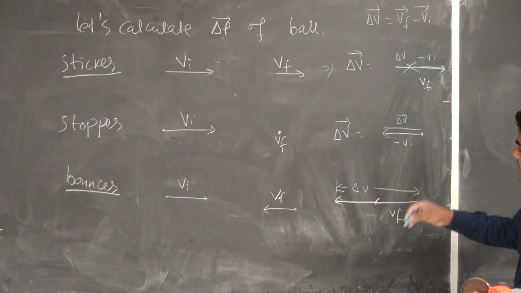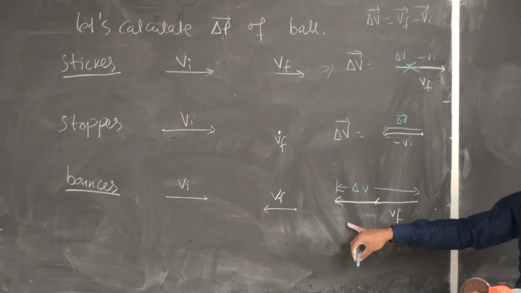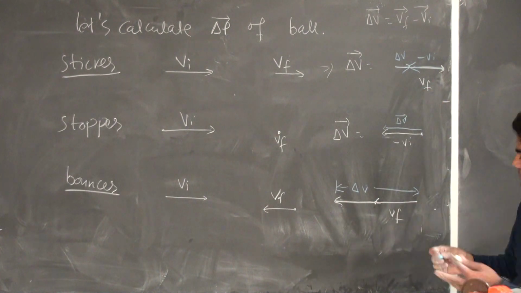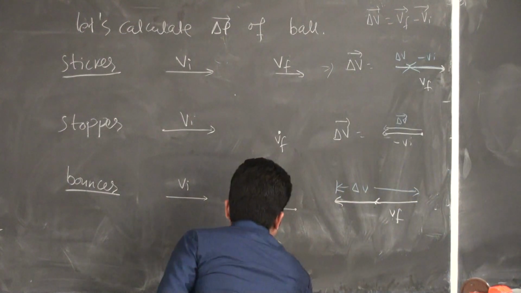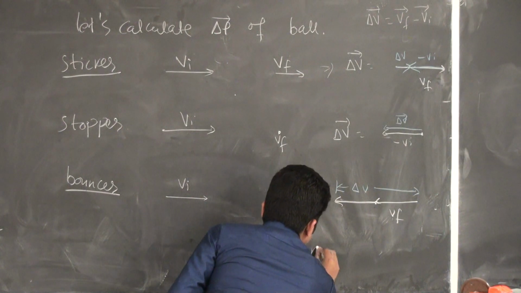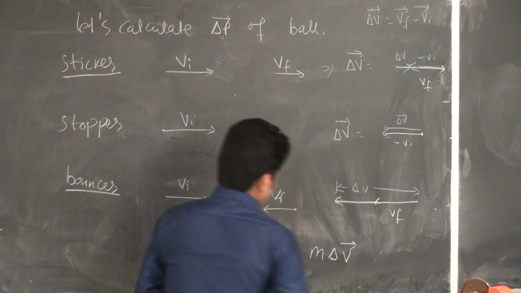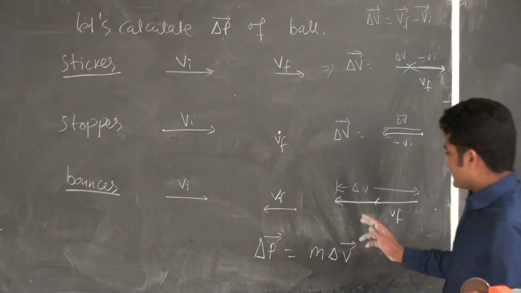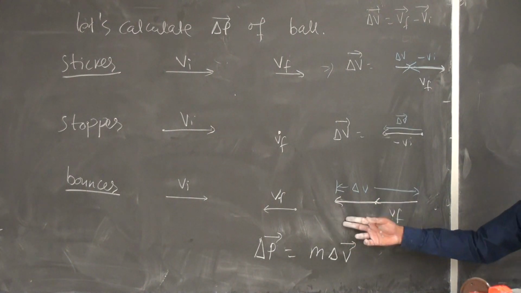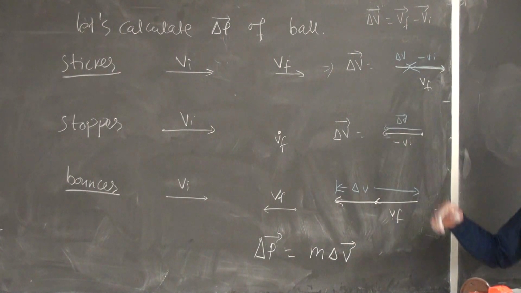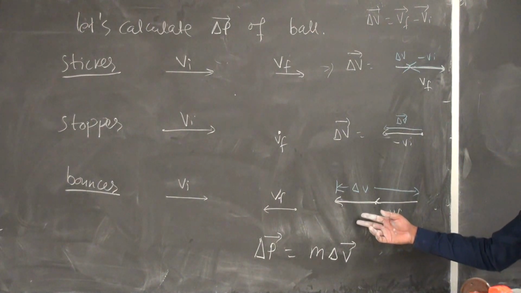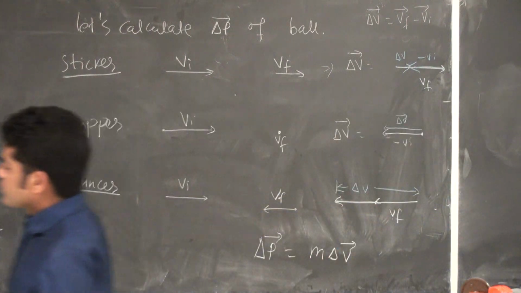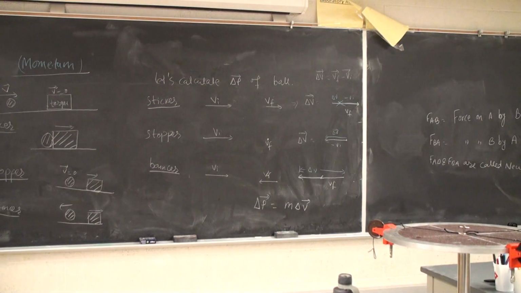So we can see that the change in velocity is maximum for the bouncer, then the stopper, and then the sticker. And we know that the change in momentum is m times the change in velocity. If the change in velocity is greater, then the momentum change is greater, in the case of bouncer, then the stopper, and then the sticker. So bouncer has the greatest change in momentum, then the stopper, and then the sticker. Let's go to the fourth point, measuring velocities before and after the collision.